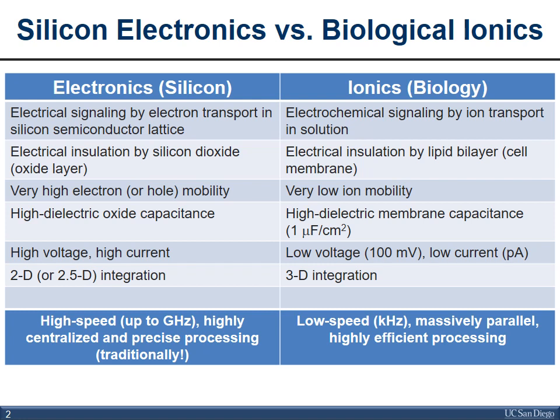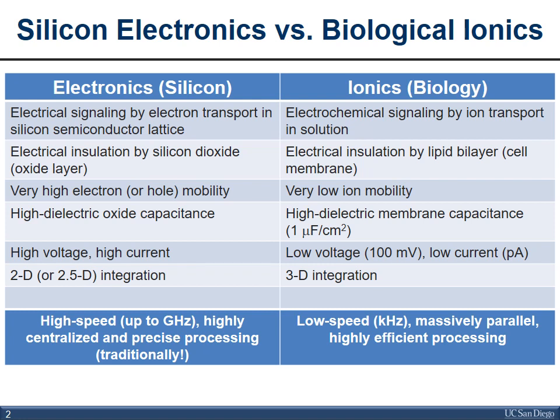Electronics typically operate at high voltage. They have high currents to deliver high performance, whereas biology is very different. Biology operates on a power supply less than 100 millivolts. Typically, each element has very low current, picoamps of current between elements, and biology is three-dimensionally integrated. Whereas electronics in silicon is usually 2D, planar integration, a little bit of 2.5D, maybe we stack dies on top of each other, but real 3D integration really isn't happening in electronics today.